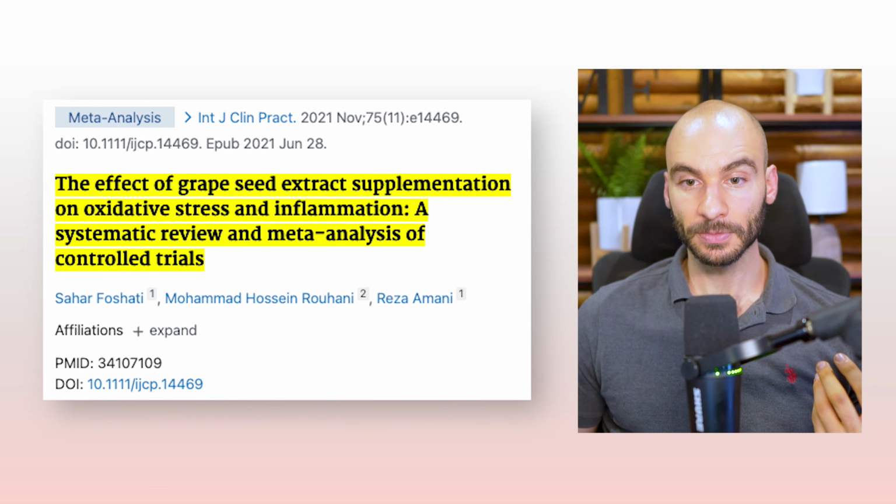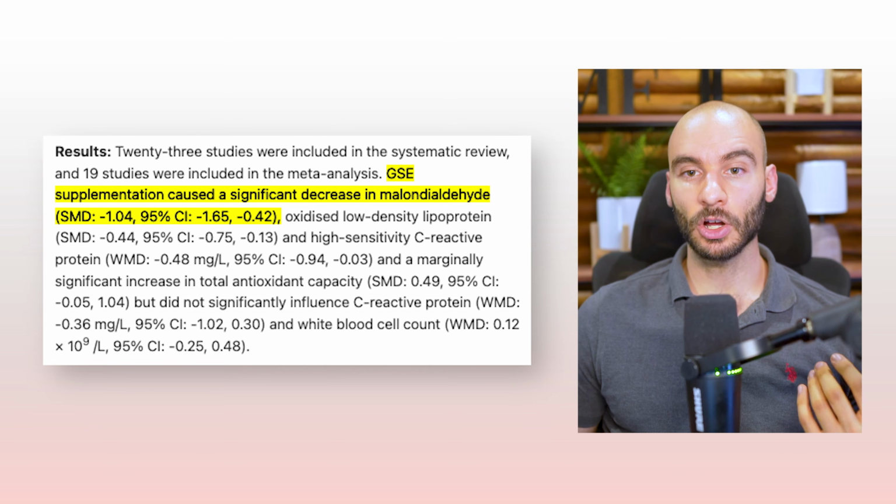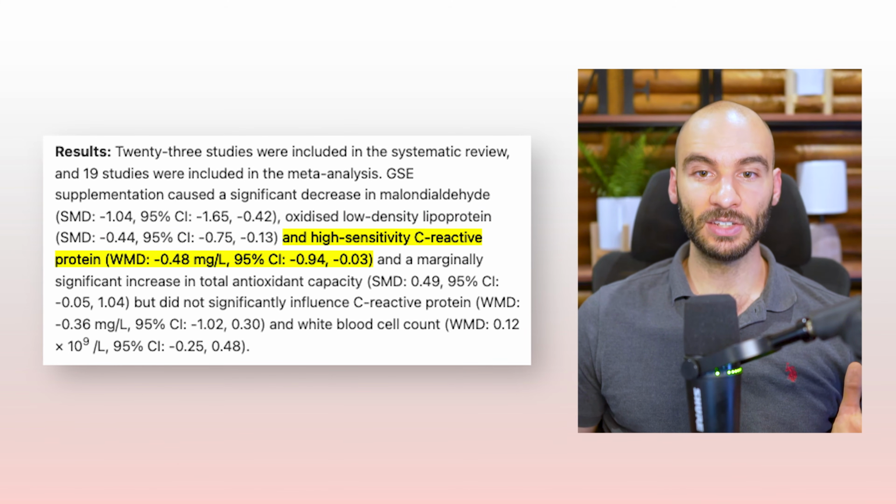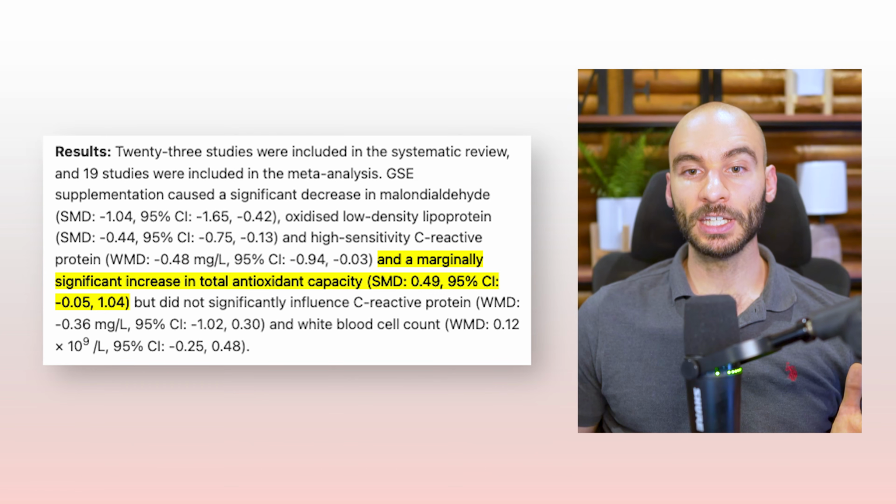So basically, the pomegranate juice and also the cocoa polyphenols will synergize with the CoQ10, the glutathione, the vitamin C, and the vitamin E to protect you from excess lipid peroxidation and reactive oxygen species, and grapeseed extract can also do that as well. They say here from a meta-analysis that grapeseed extract supplementation caused a significant decrease in malondialdehyde, again a lipid peroxidation product, oxidized low-density lipoprotein, so oxidized LDL, and high-sensitivity C-reactive protein, and a marginally significant increase in total antioxidant capacity.